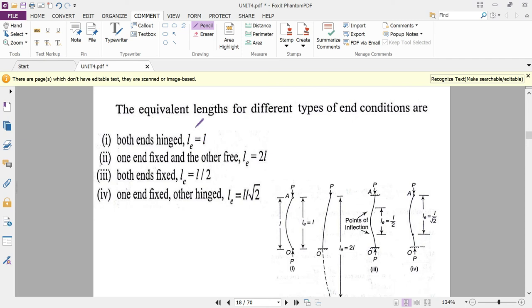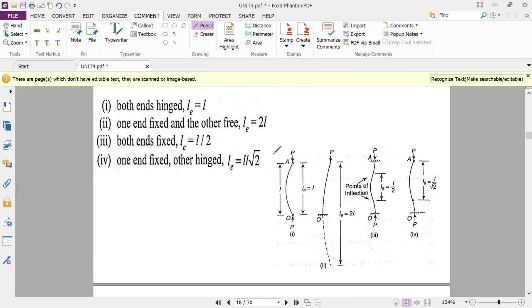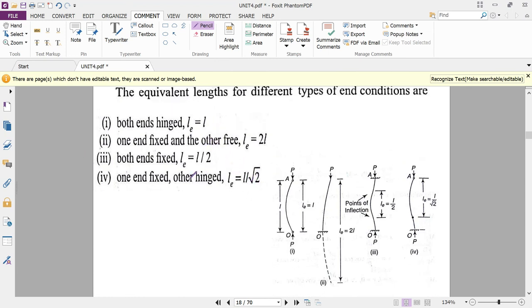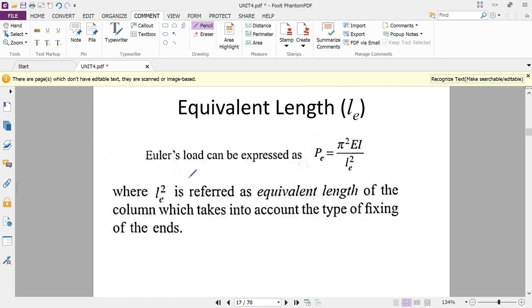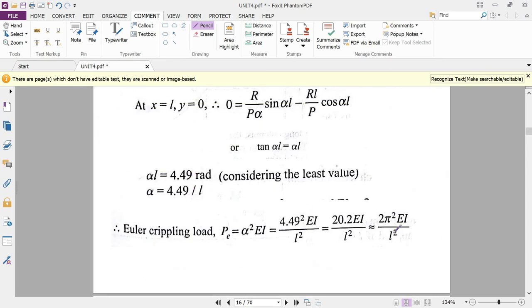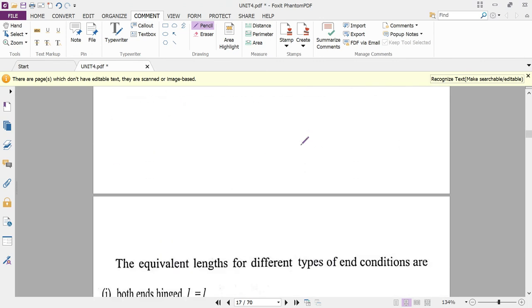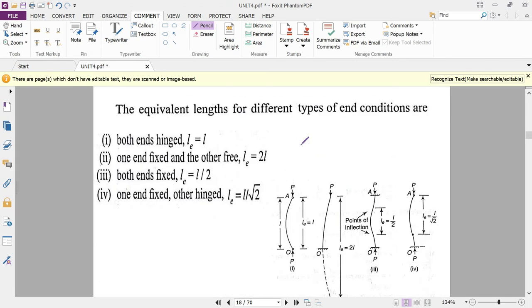If both ends are hinged, then L effective can be considered as L. Now if one end is fixed and the other end is free, then L effective may be taken as 2L. Then again, if both ends are fixed, then it can be taken as L by 2. If one end is fixed and the other end is hinged, then it can be taken as L by root 2. So this is the effective length for each end condition. In that formula, you have to put L effective based on the boundary condition of the column.